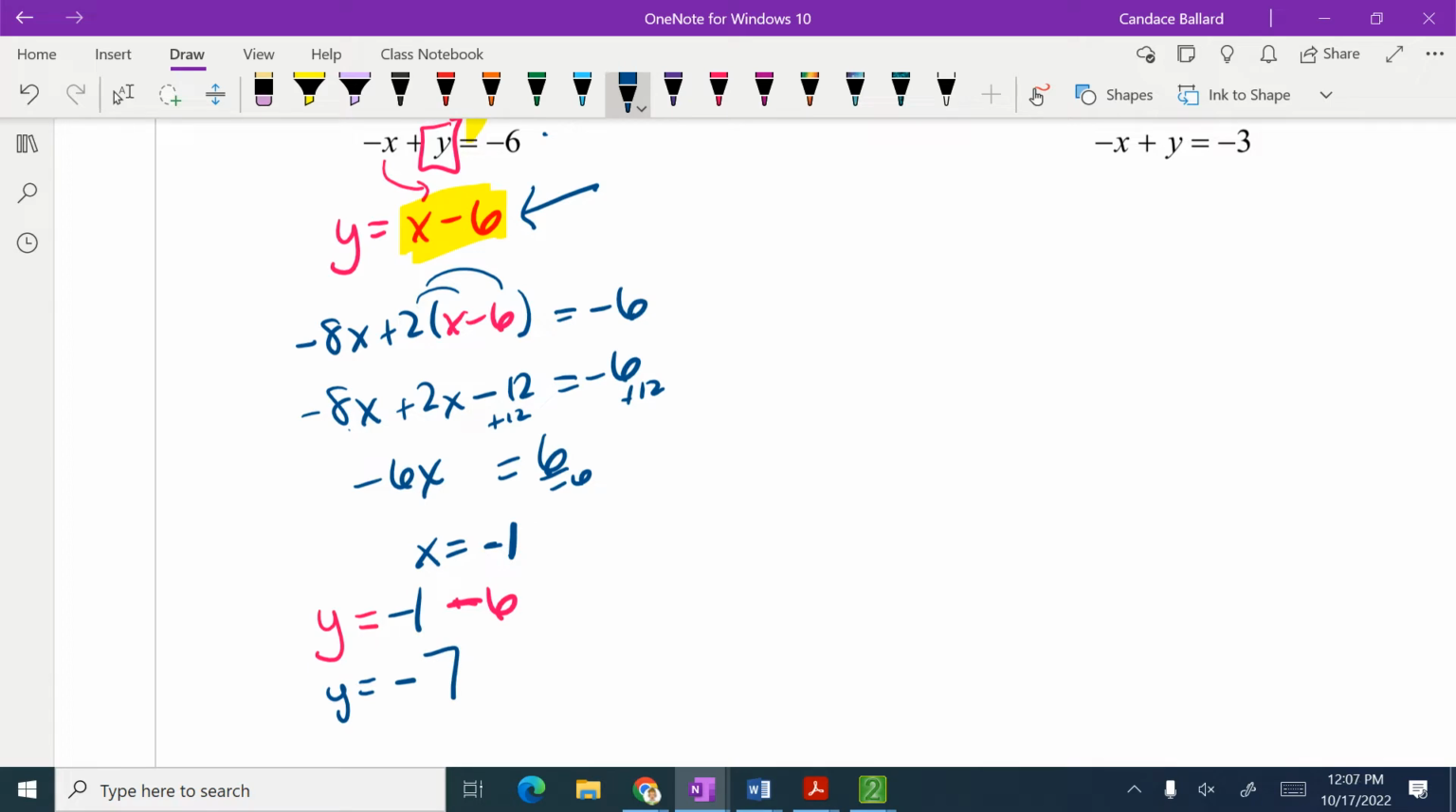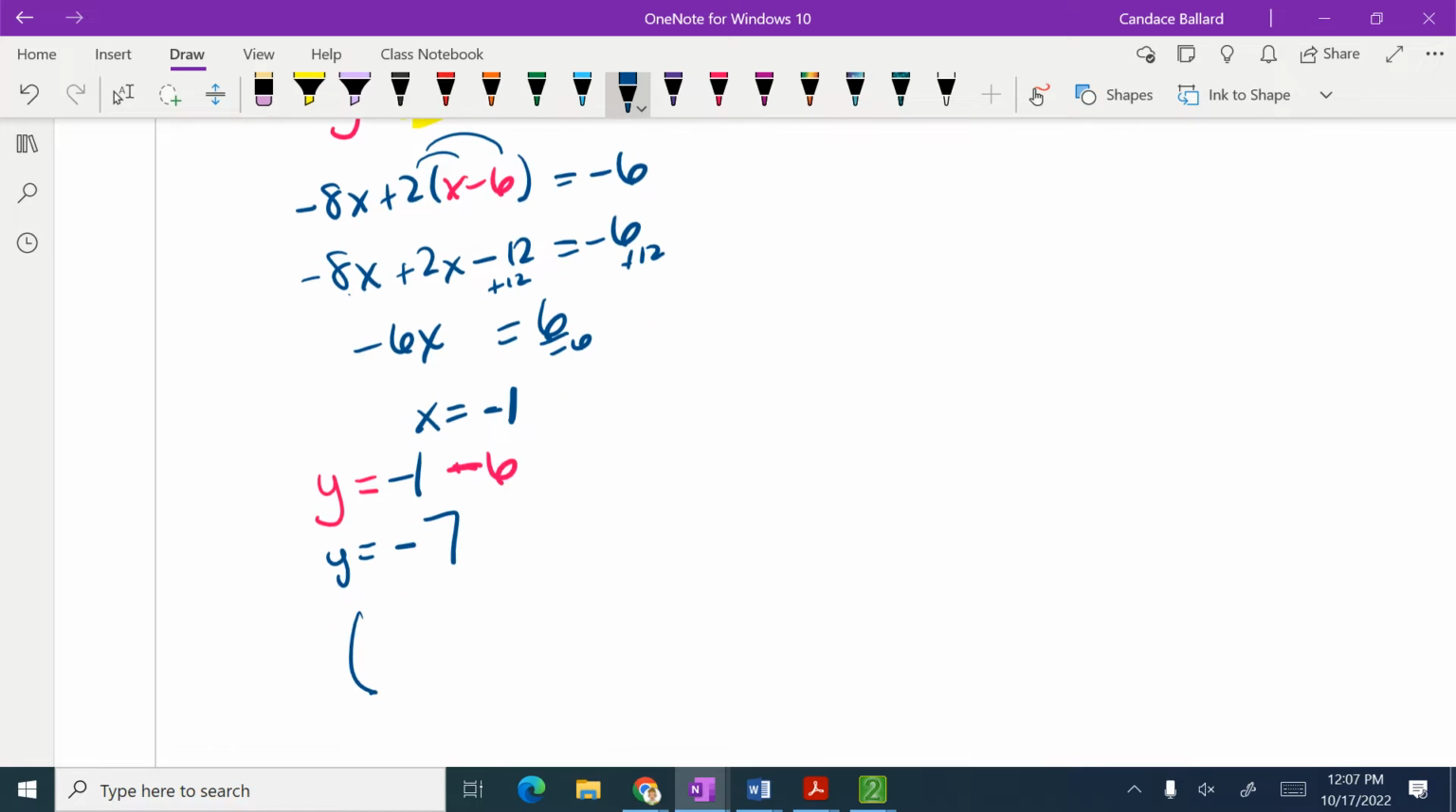We saw the picture of the graph, right? So you have to write your answer as a coordinate. I'm not accepting x equals and y equals, right? So my x value was negative 1, my y value is negative 7. Okay, that's it. That's solving the system.